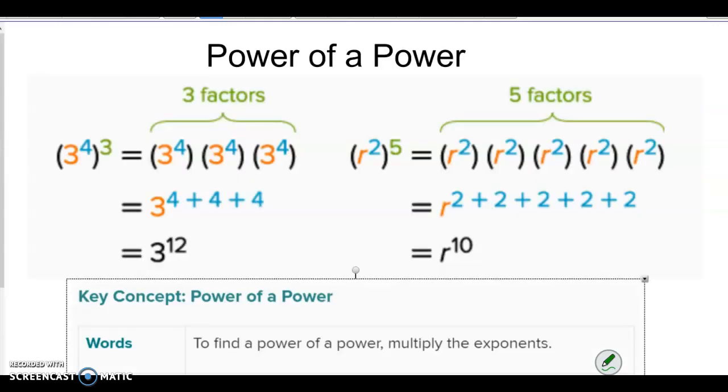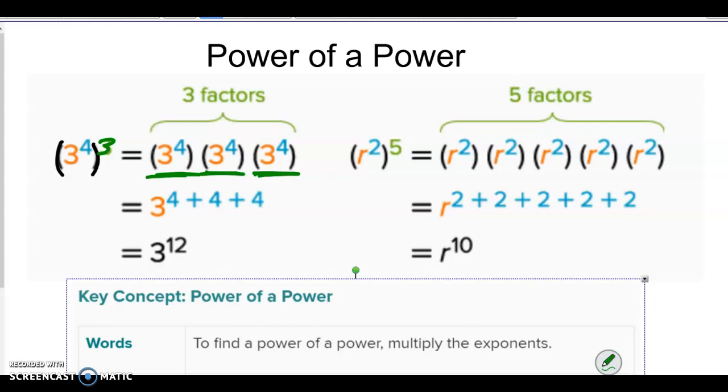Now, power of a power. Basically what's going on here is when you have an exponent, and then that term itself is being raised to another exponent. So let's break this down from the outside in. If we're going to the 3rd power for everything inside those parentheses, that means I have this 3 to the 4th power happening 3 times.